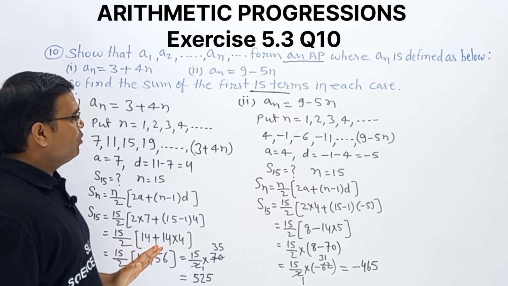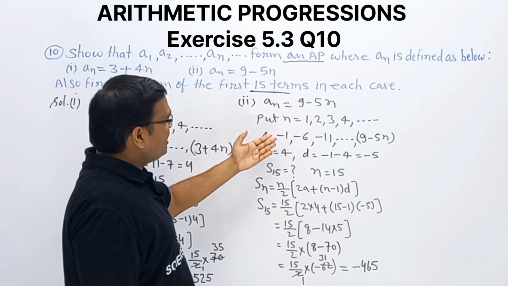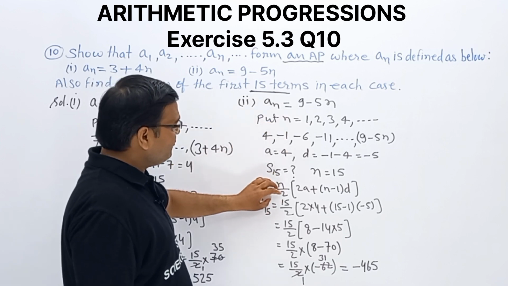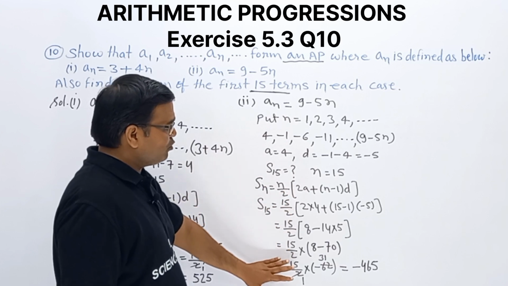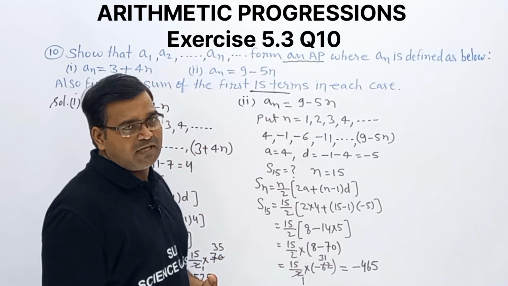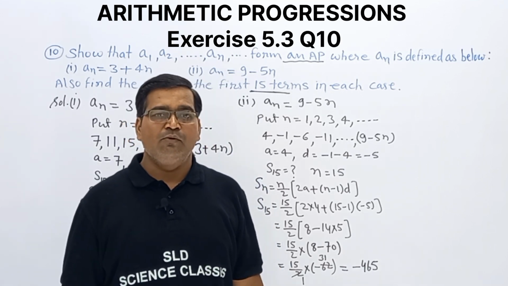Clear? So we are first getting the AP. Then we are using the sum of nth term of an AP formula, putting the values and solving, then we are getting this one. So both questions are having the same process. I hope you understand this question. That's all about this question. Thank you so much.